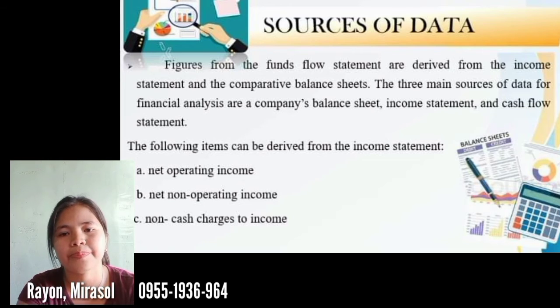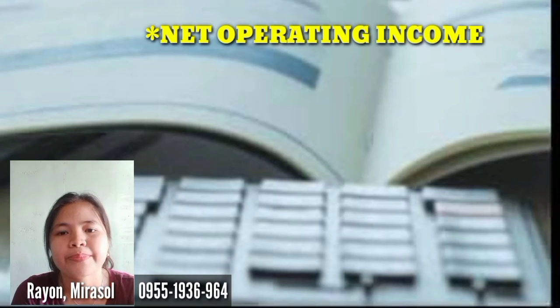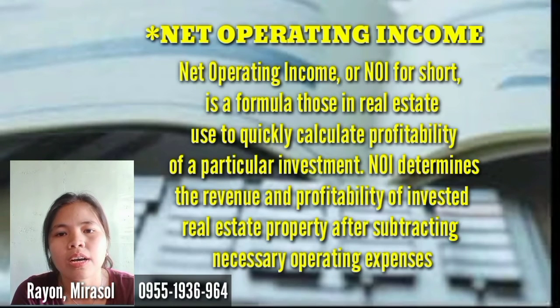charges to income. Net operating income, or NOI for short, is a formula used in real estate to quickly calculate profitability of a particular investment. Net operating income determines the revenue and profitability of invested real estate property after subtracting necessary operating expenses.